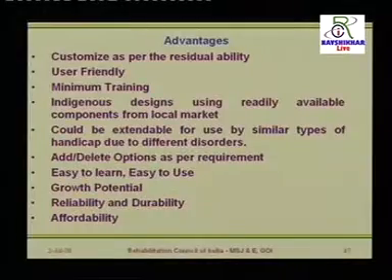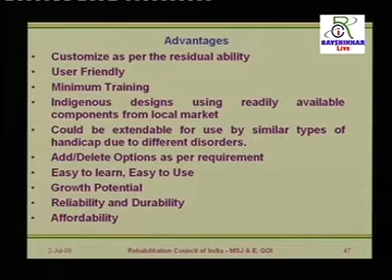Let me talk about the advantages, which I briefly mentioned in the beginning. Whenever we have in-house production, we can always have customized things. We can customize it as per the requirement of the person, and then definitely you can make it user friendly. Minimum training is another important point. The training must be given to the physiotherapist or the healthcare personnel who will be working very close to those who are in need of this.